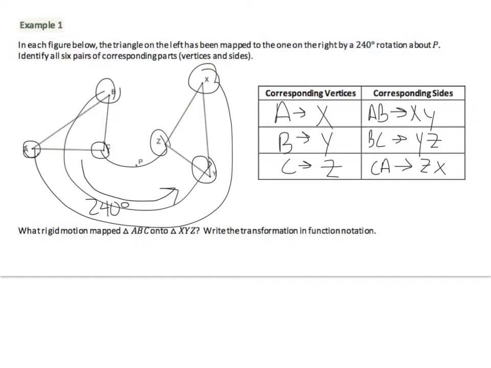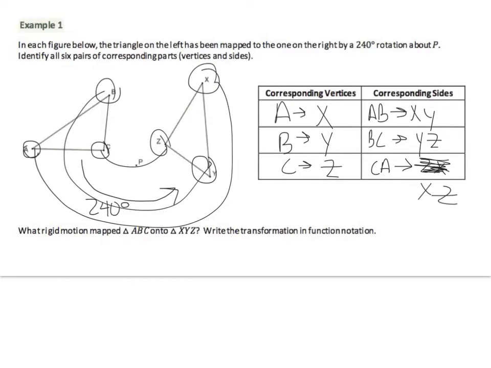I just paused it because there's a mistake there and I was trying to figure it out, and now I can't. Okay, CA goes to XZ, which is what I wrote the first time. Goodness, it was right. Sorry.